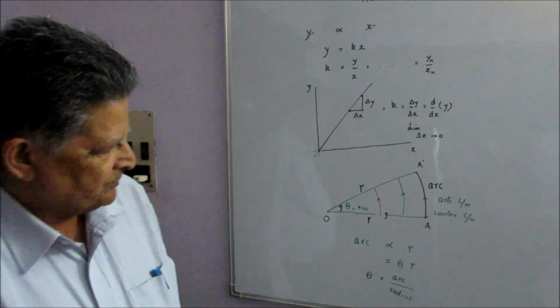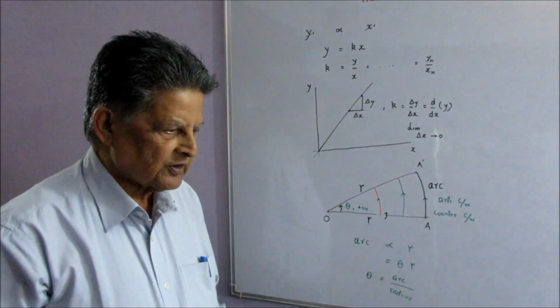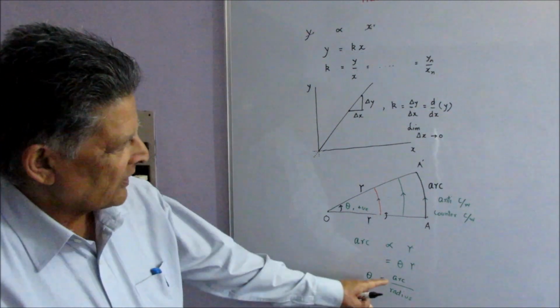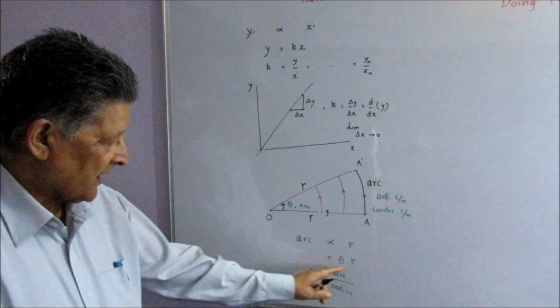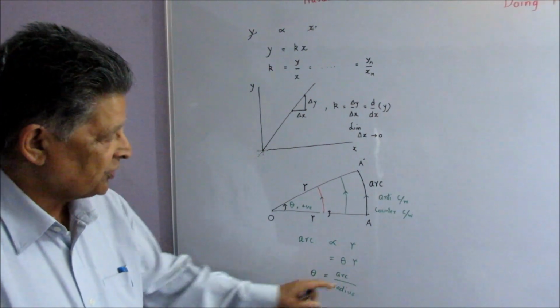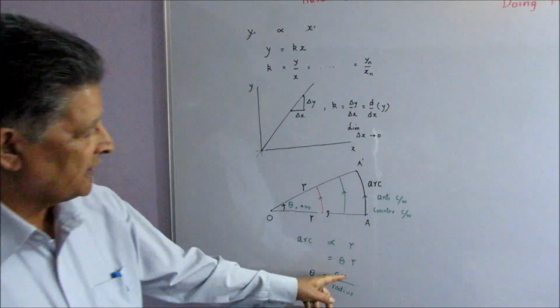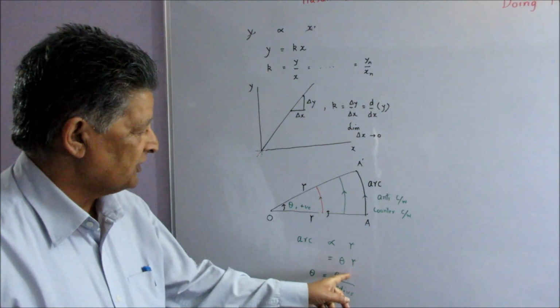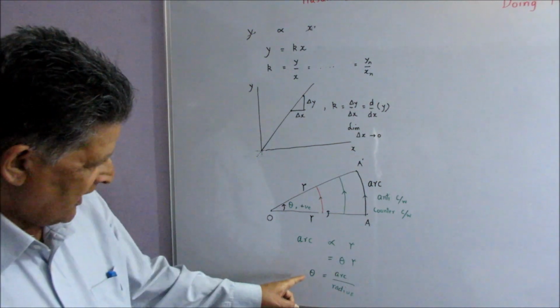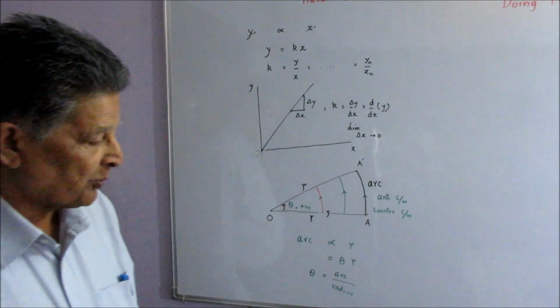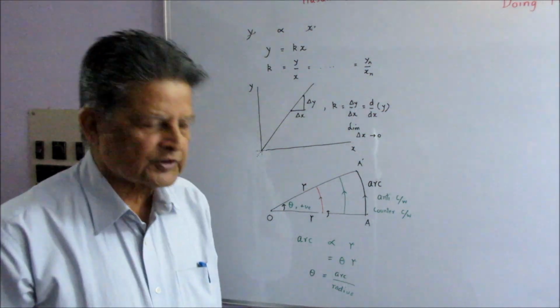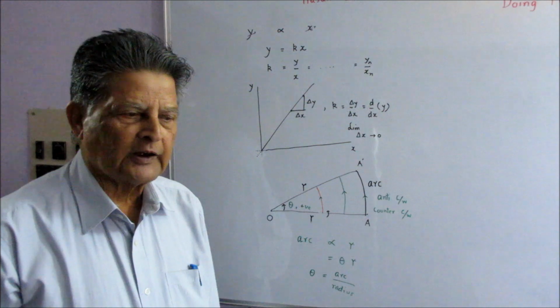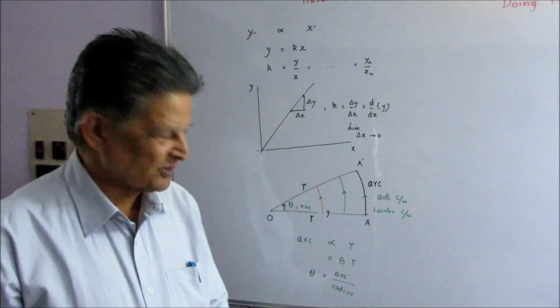Now this theta is a constant for a given arc, which is a variable, and radius, which is also a variable. So there are two variables in the system. I can say that this is y, this is x, and this is the constant of proportionality of the system.